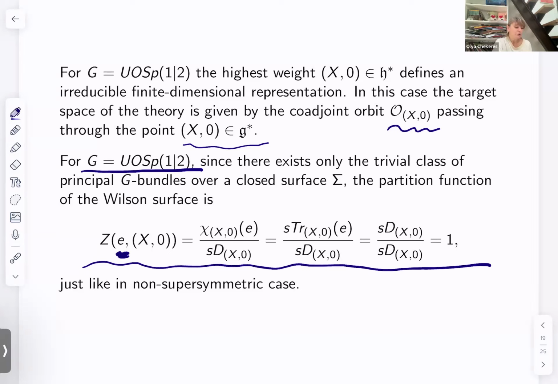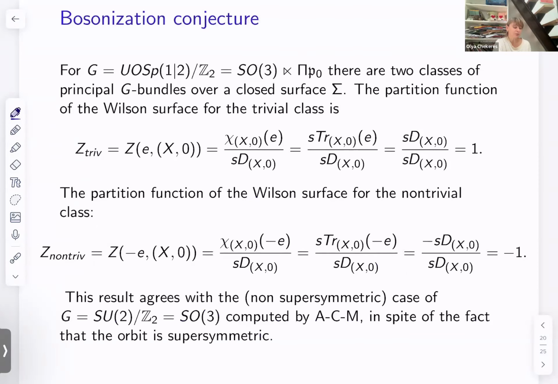And it is equal to 1. Actually, this corresponds to the non-supersymmetric case of SU2. The partition function is exactly the same.